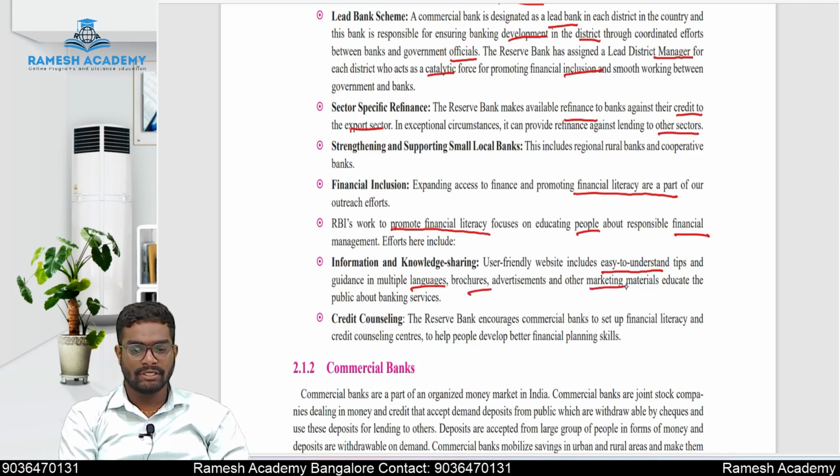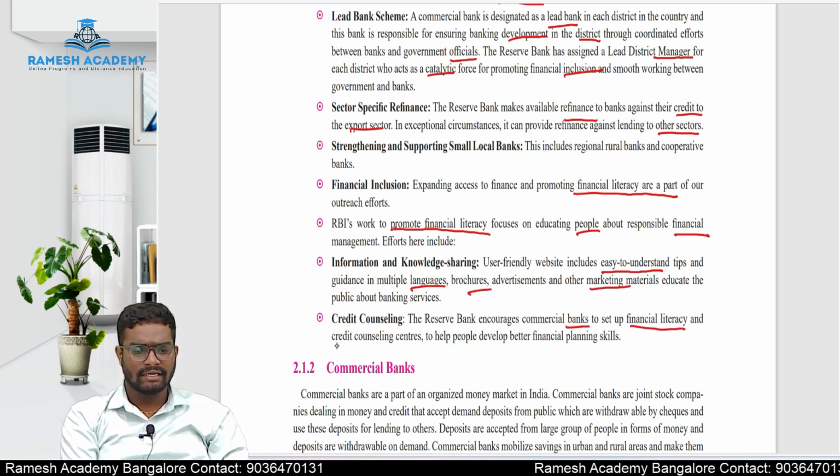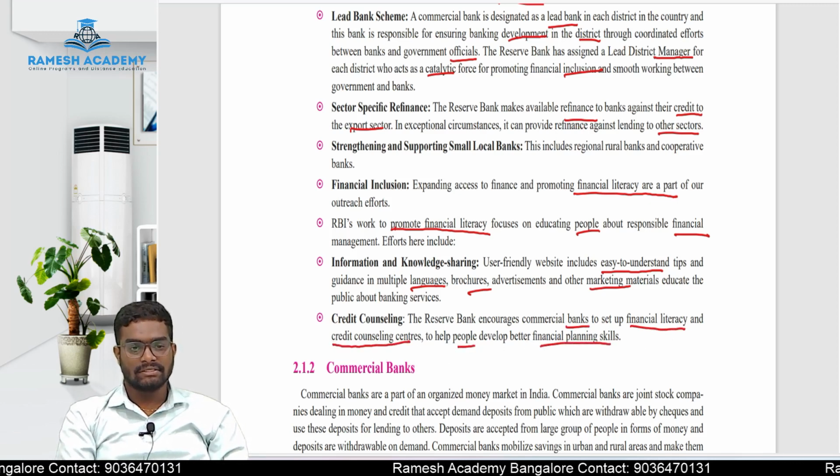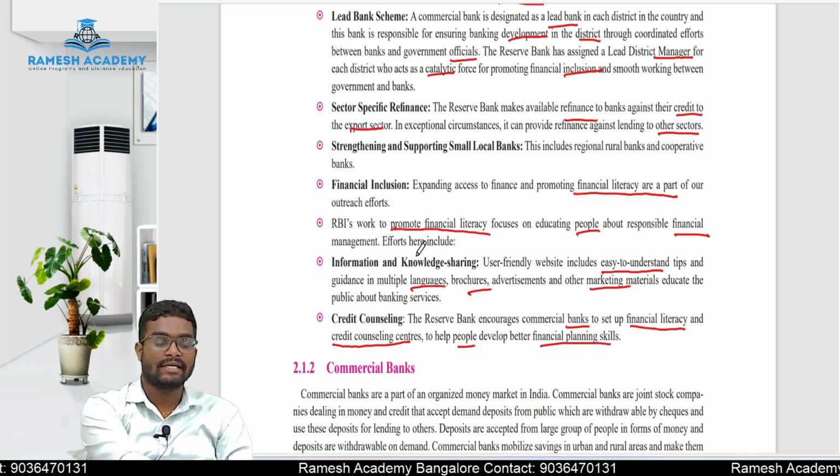Brochures, advertisements and other marketing materials educate the public. Credit counseling: the Reserve Bank encourages commercial banks to set up financial literacy and credit counseling centers to help bank customers develop better financial planning skills. So these are some of the developmental activities undertaken by RBI.